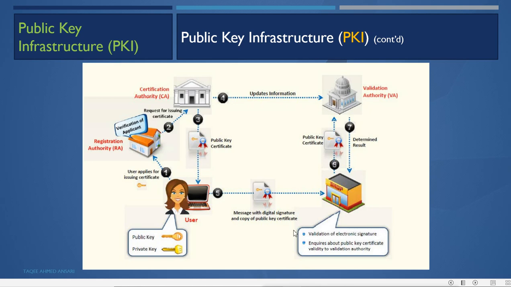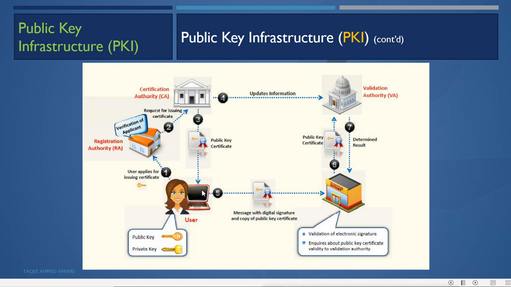The verification of the applicant is done at the registration authority, and then it sends the request for issuing the certificate to the certificate authority server. This certification authority server sends the certificate to the user, and you get the certificate to access the site. Remember, with that certificate you also get the public key. So you get the public key, and the private key is on the server, which is also given by the same certification authority services.